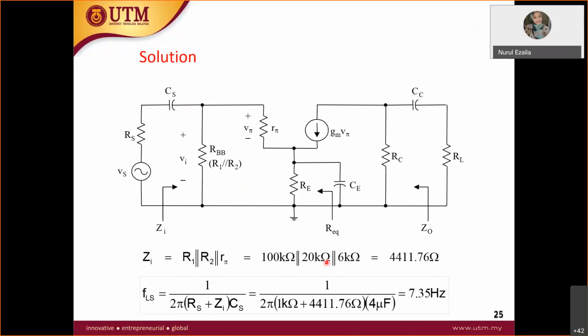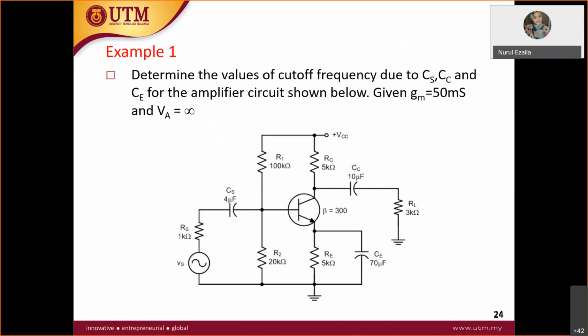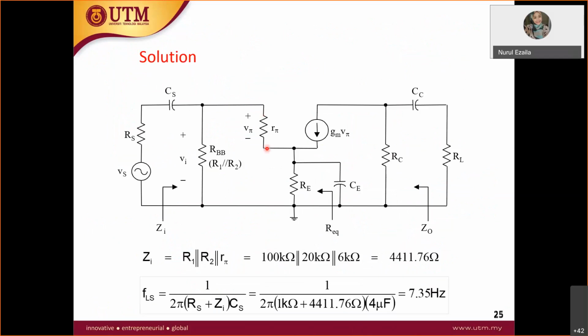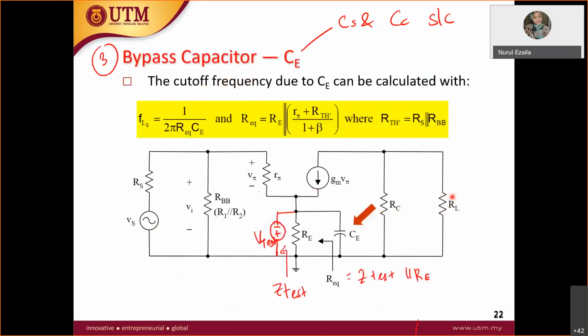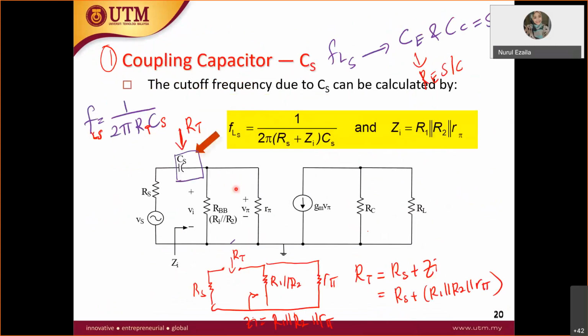So for this equivalent circuit referring to the low frequency, we put the gm v pi, R pi, RE, CE, everything, it is the same. By referring to the source, all these will be short, so CE short, CC also short. When these are short, you might need to draw the circuit again. The circuit will look like this. All the CE short, CC also short, and then you find the R equivalent.